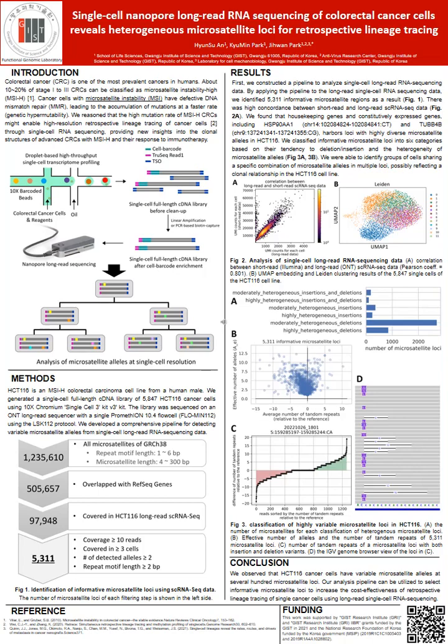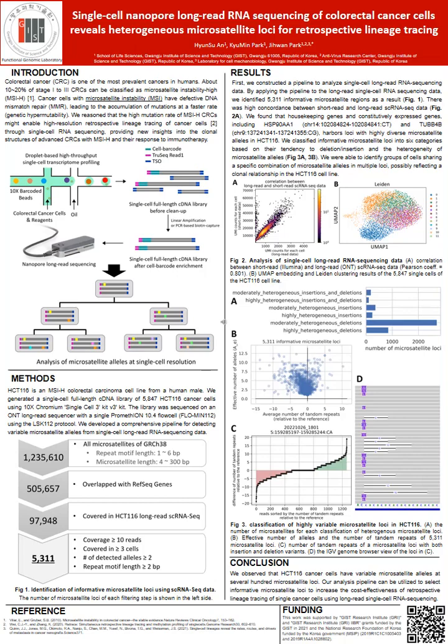Colorectal cancer is one of the most prevalent cancers in humans, and about 10 to 20% of stage 1 to 3 colorectal cancers are classified as microsatellite instability high. Microsatellite instability is a genetic condition that occurs due to impaired DNA mismatch repair system in cancer cells, resulting in high mutation rates in microsatellite sequences. As a result, highly variable microsatellite mutation profiles can be observed among cancer cells.